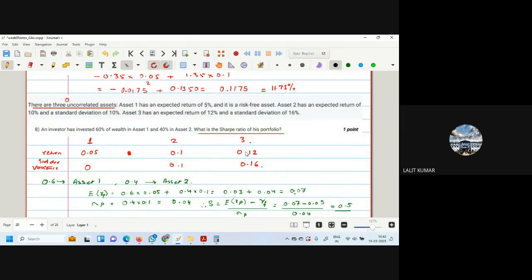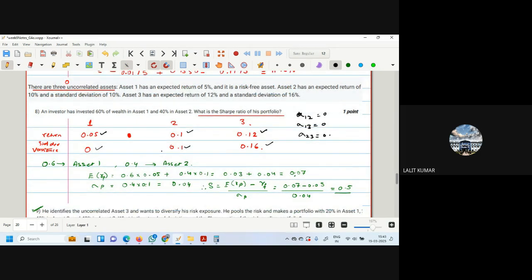Next question. There are three uncorrelated assets. Uncorrelated assets mean that there is no correlation, so sigma 1 2 is equal to 0, sigma 1 3 is equal to 0, and sigma 2 3 is equal to 0. This is the meaning. Asset 1 has an expected return of 5%, and it is a risk-free asset, so sigma is 0. Asset 2 has an expected return of 10%, standard deviation is 0.1. Asset 3 has 12%, standard deviation of 16%. An investor has invested 60% of wealth in asset 1, 40% in asset 2. What is the Sharpe ratio of this portfolio?